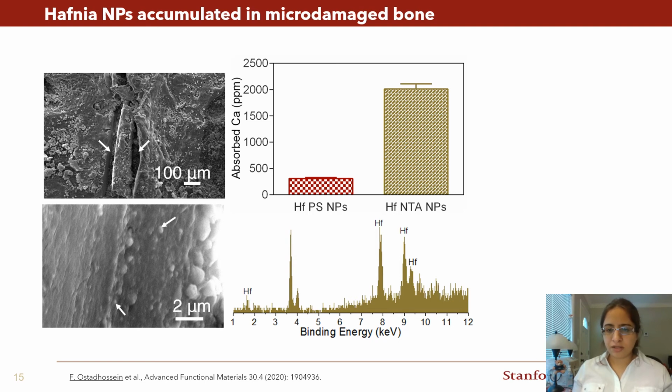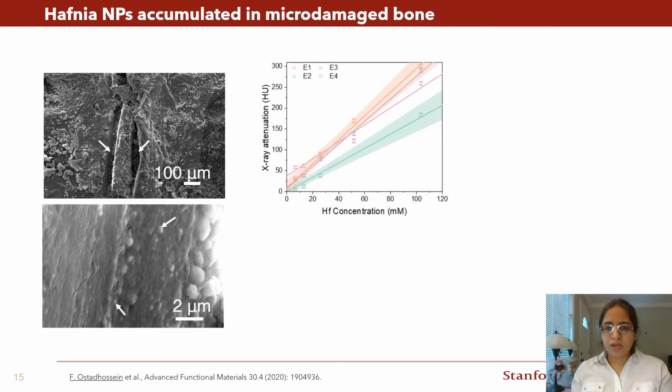Now, ICP analysis also indicated that the amount of hafnium being absorbed for the targeted nanoparticle on the right-hand side is much more than the non-targeted particle on the left-hand side, almost 7-fold higher. Now that we understood that these particles can potentially, at least ex vivo, target the bone microdamages, we moved on to see if the signal from these particles can be picked up by the spectral CT.